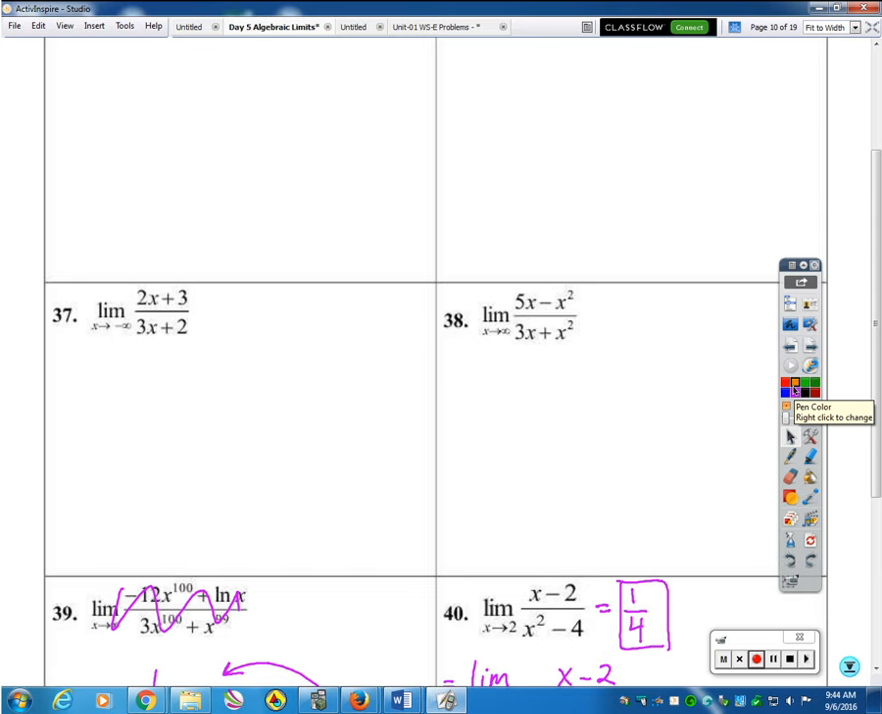I've actually never seen a question on the AP test that asked you to find the limit as x approaches negative infinity. But I threw it on just to kind of get you a little bit prepared in case they decide to do that. Here's what I would have done.